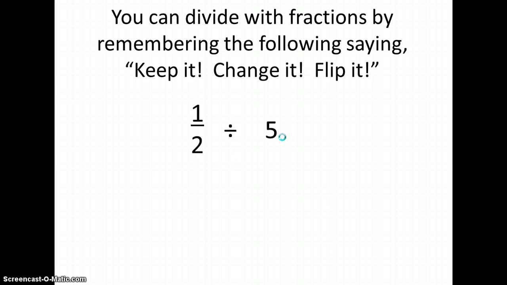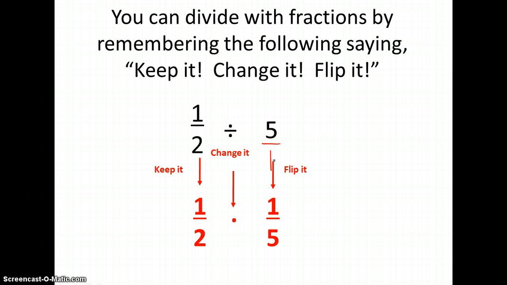I can still keep it, change it, flip it when I have a whole number as a divisor. Because remember, a whole number written as a fraction is always the whole number over 1. So to keep it, I would keep 1/2, change the division to multiplication, and flip 5 over 1 to 1/5. And then multiply across. I get 1/10.